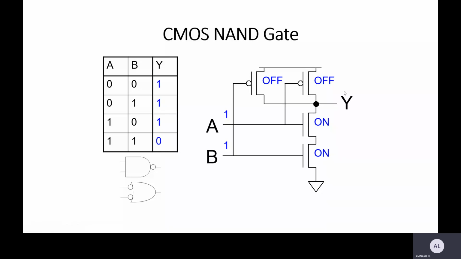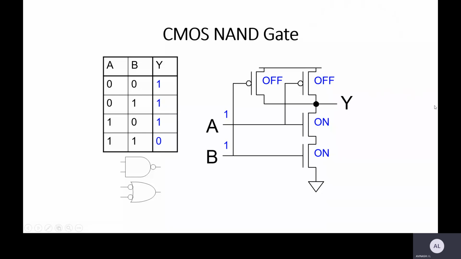Now, when 1, 1 is given, for VDD to pass to the output, both PMOS transistors are off. When both PMOS transistors are off, definitely the current will not flow, VDD will not flow. So when VDD is not flowing, the output is equal to 0. So that is the operation of the CMOS NAND gate.